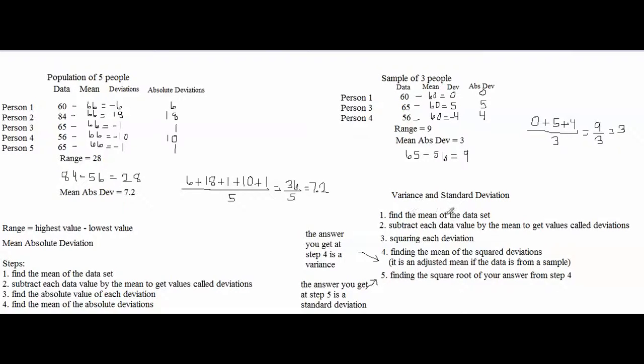Step 1 is finding the mean of the data set. We already have the mean of the population. We found out that the mean was 66. So we've already finished step 1. We've also already finished step 2 because we already have deviations. We already subtracted each number by the mean. We can move on to step 3, which is squaring each deviation. We need to make a new column of squared deviations.